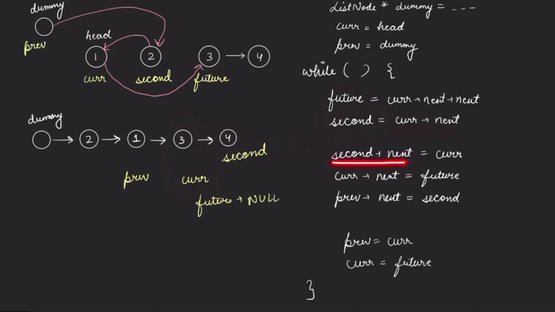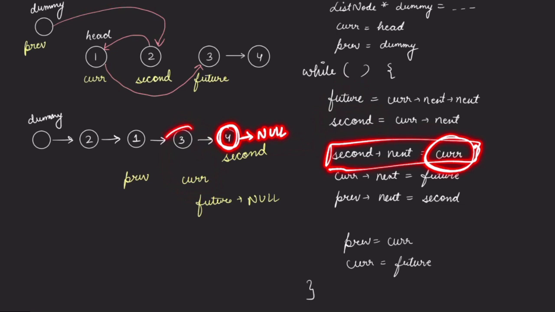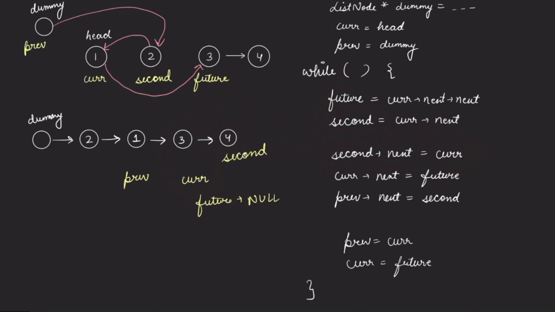Now what we are doing in second's next, we are giving current. So basically node 4 is right now pointing to null, but with this statement, it will now point to the current node, which is node 3. So this node 4 will now point to node 3, right? Then next statement is in current's next, we will give future. So current's next is this. This will be removed and it will now point to future, which is null, right? So this node's next will be pointing to null now, right?